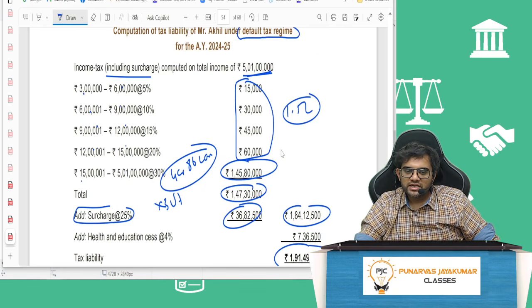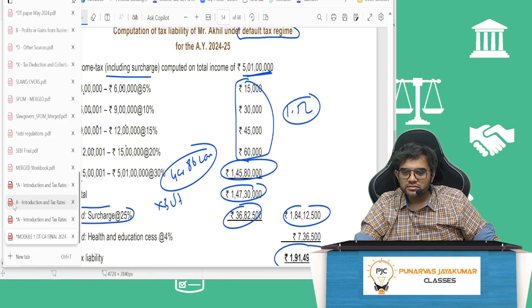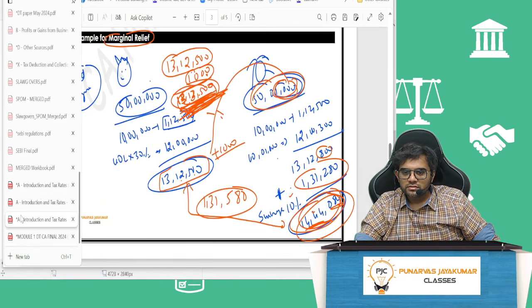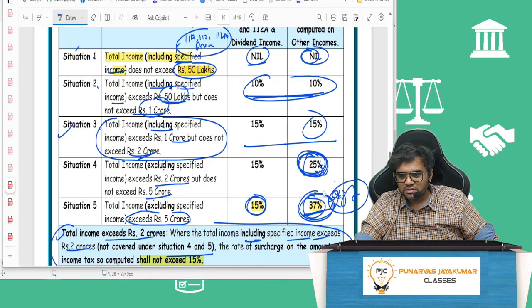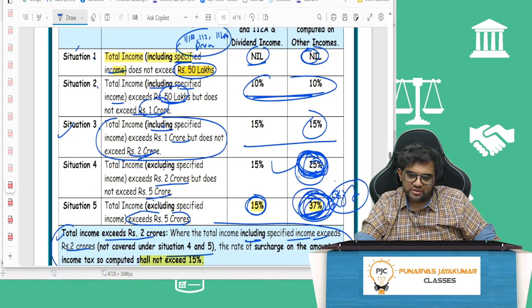But is there any marginal relief seen here? No. Why? Here 25%, here also 25%. So where is there any concept of marginal relief? Nothing. Because here you will pay 25%, there also you will pay 25%. So there is no concept of whichever is higher, whichever is lesser, it's the same only.